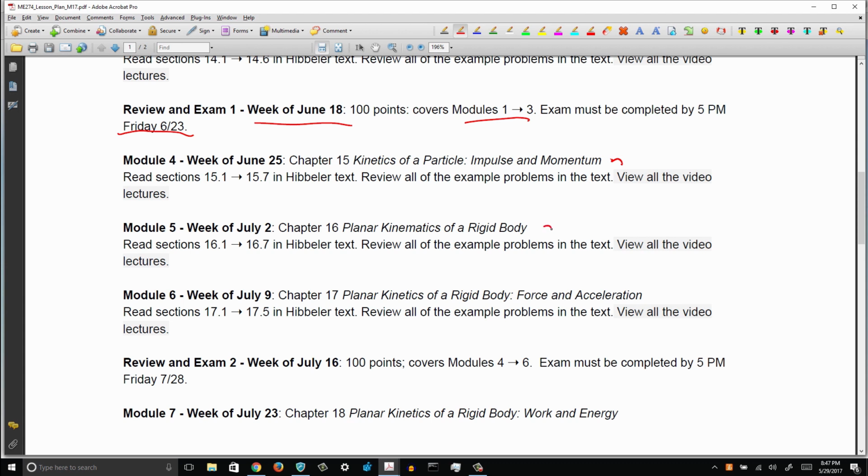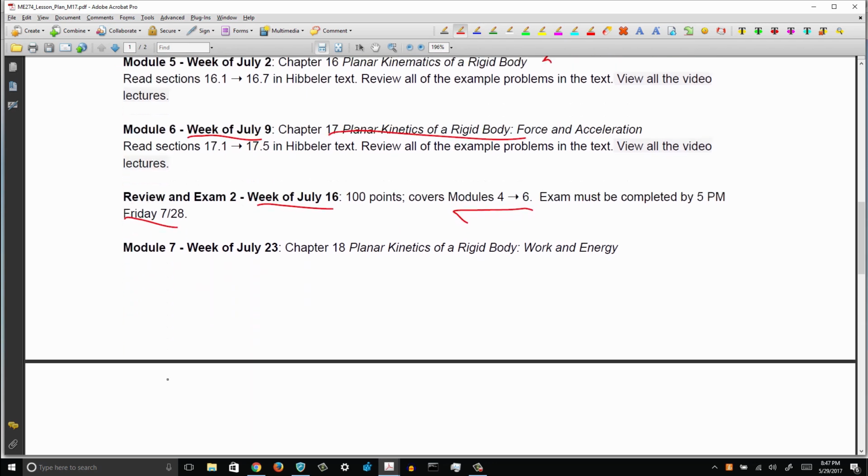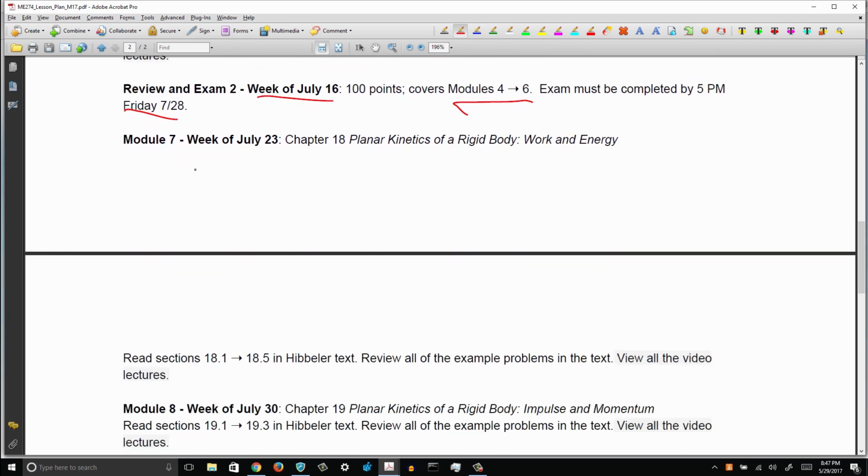And then the week of June 25th is Module 4, Chapter 15, Kinetics of a Particle, Impulse and Momentum. Week of July 2nd is Chapter 16, Planar Kinematics of a Rigid Body. And Module 6, the week of July 9th, is on Chapter 17, Planar Kinetics of a Rigid Body, Force and Acceleration. And then the week of July 16th is the second exam. It covers modules 4 through 6, and it must be completed by 5 p.m. Friday, July 28th.